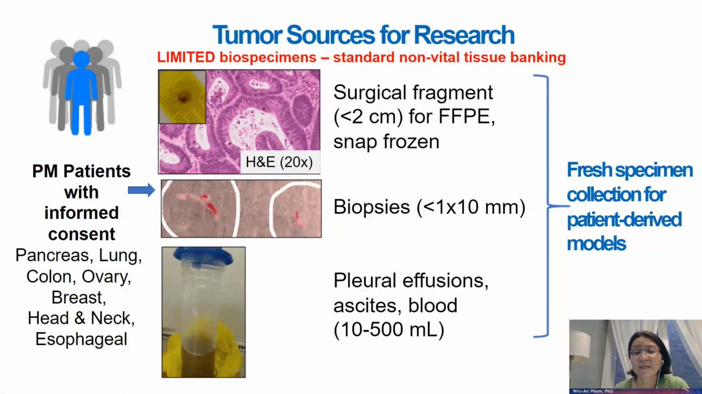So here we can see that traditionally tumors have been collected from surgery, biopsies, or fluids, pleural fluids, ascites, or blood. And as we can see, these are limited biospecimens. And studies such as the TCGA have allowed us to better understand the underlying causes of tumor aggressiveness. However, we need to understand how it impacts function. So how do we do this? We would try to collect tumor specimens from all these clinical collections and try to make the patient-derived models.